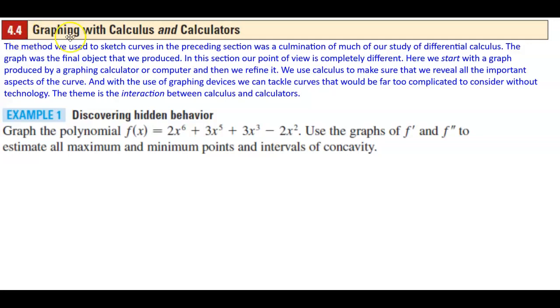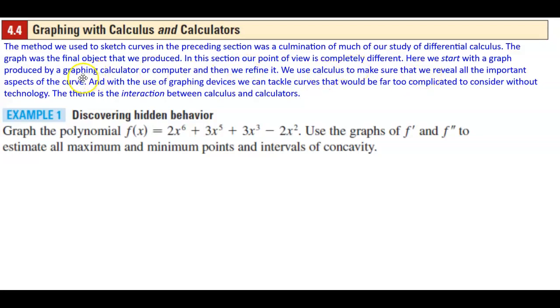Section 4.4, Graphing with Calculus and Calculators. The method we used to sketch curves in a preceding section was a culmination of much of our study of differential calculus. The graph was the final object that we produced. In this section, our point of view is completely different.